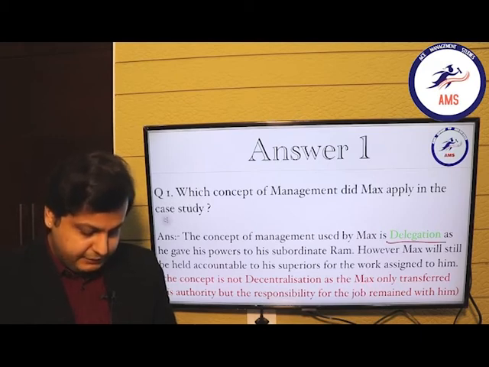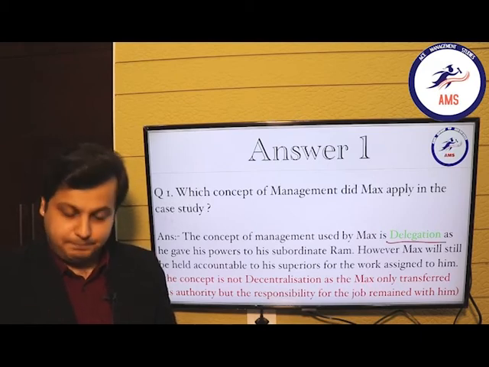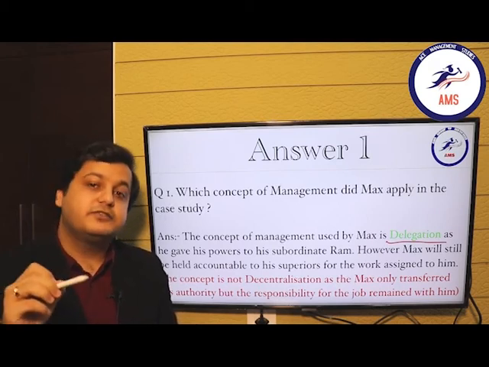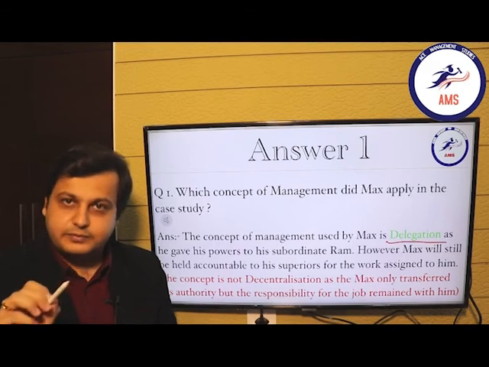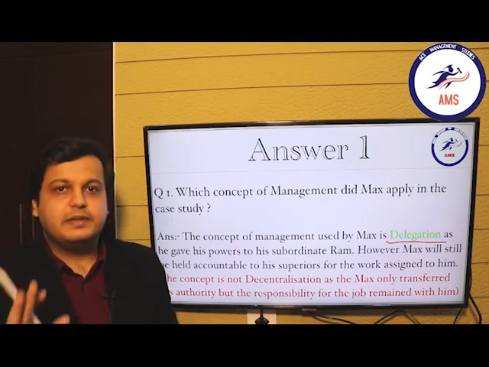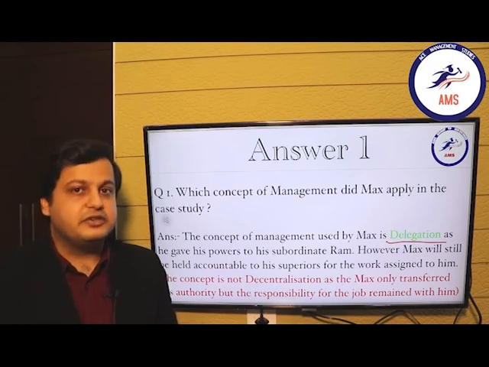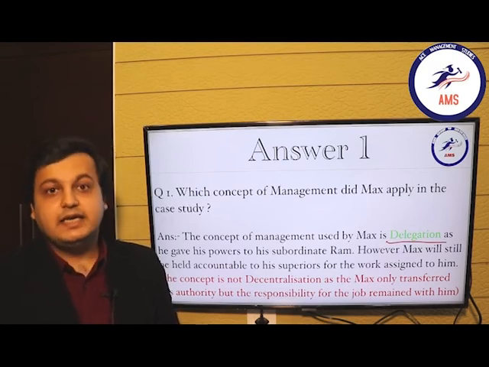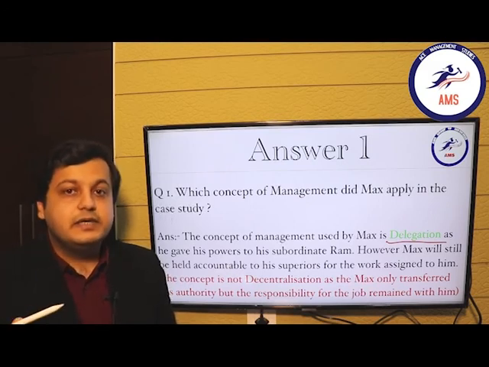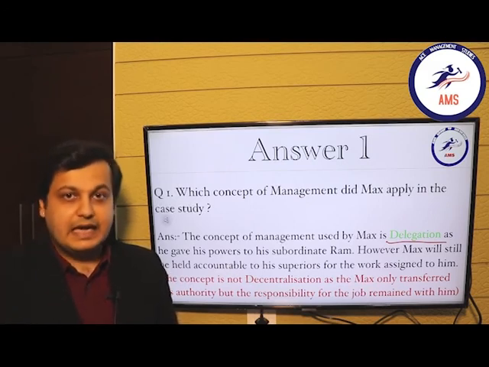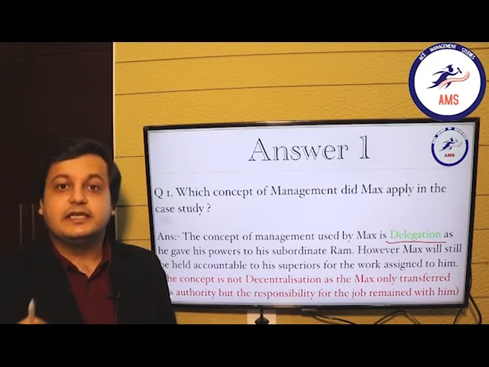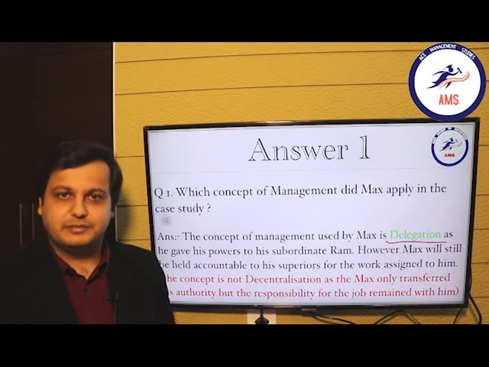As he gave his powers to his subordinate, Mr. Ram. However, Max will still be held accountable for the job by his superiors because he did not transfer the responsibility. Now, I would like to take a moment and explain to you guys why this is not decentralization. Because in decentralization, the power as well as the responsibility is transferred to the subordinate. However, in this case, Max only transferred his authority, his powers, but not the responsibility.